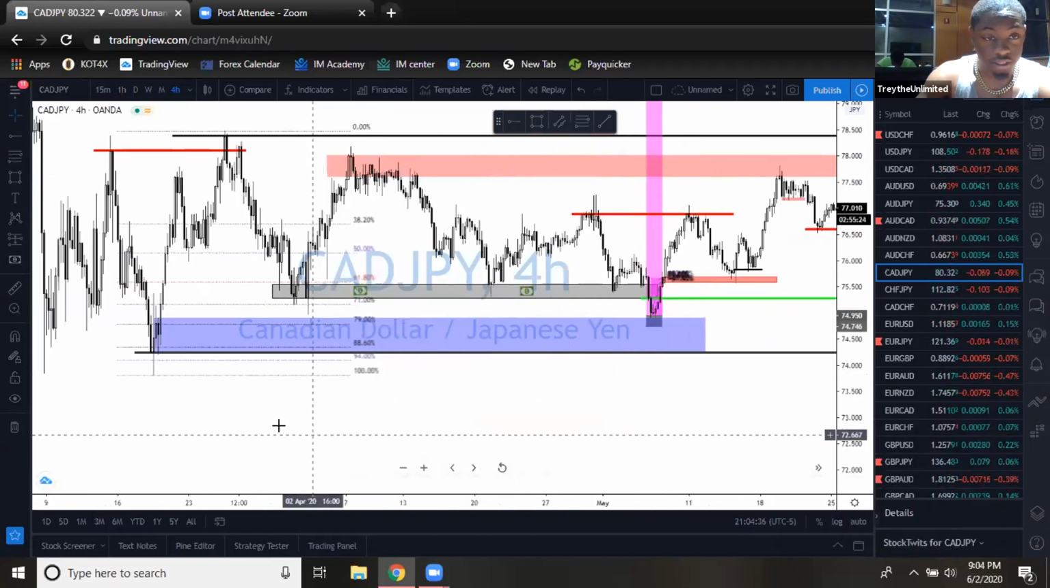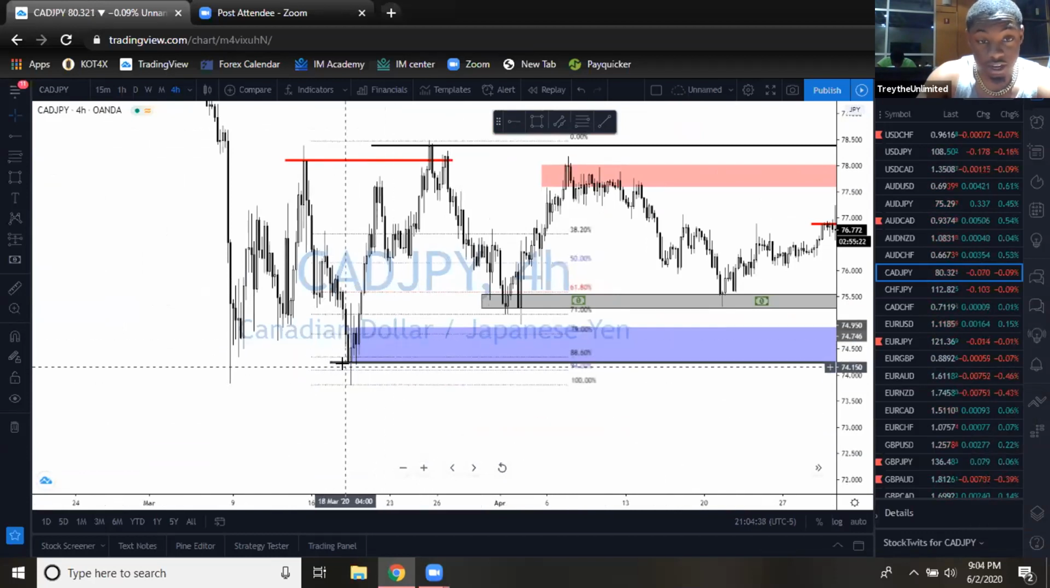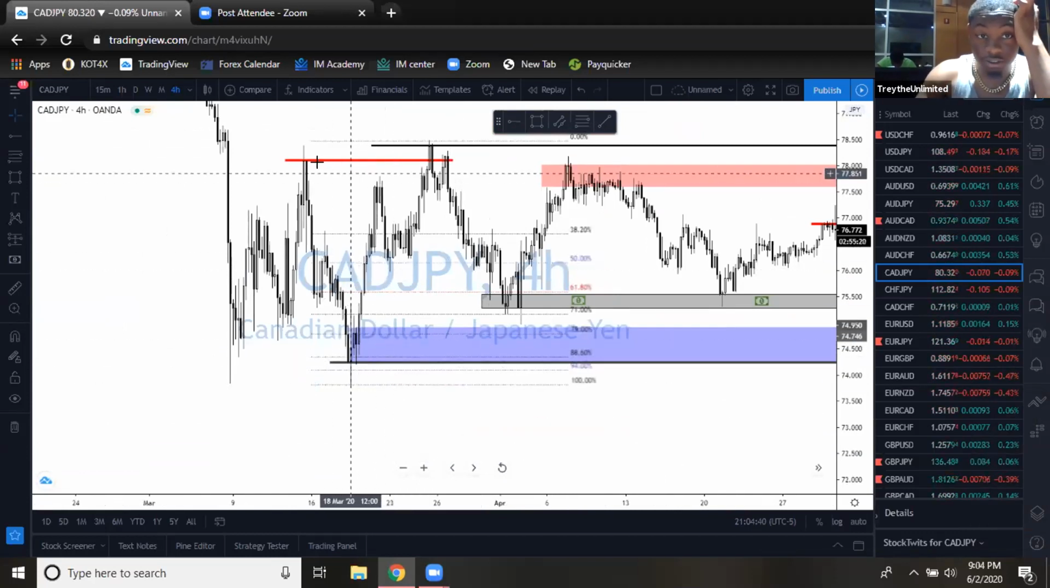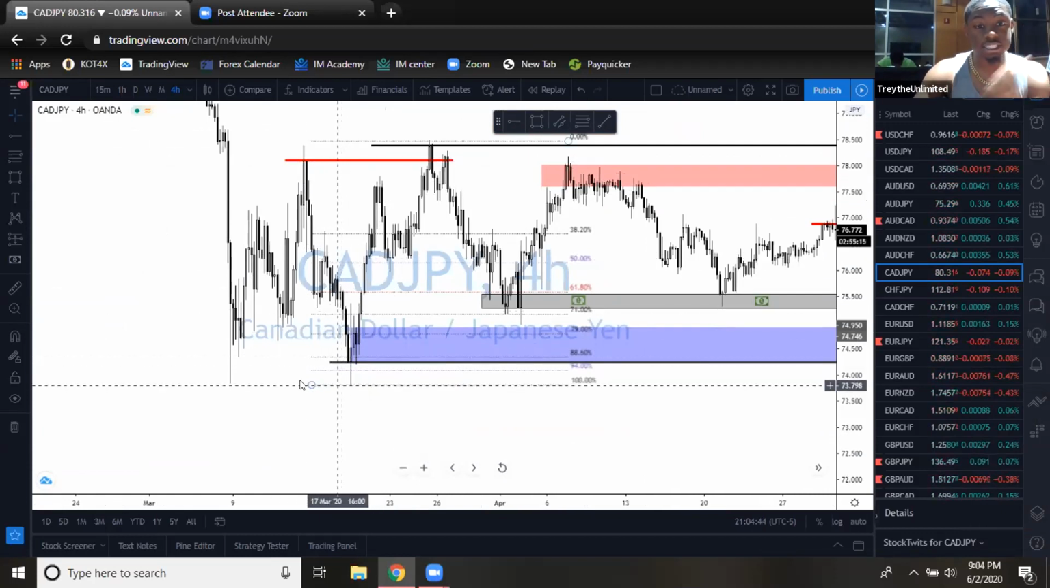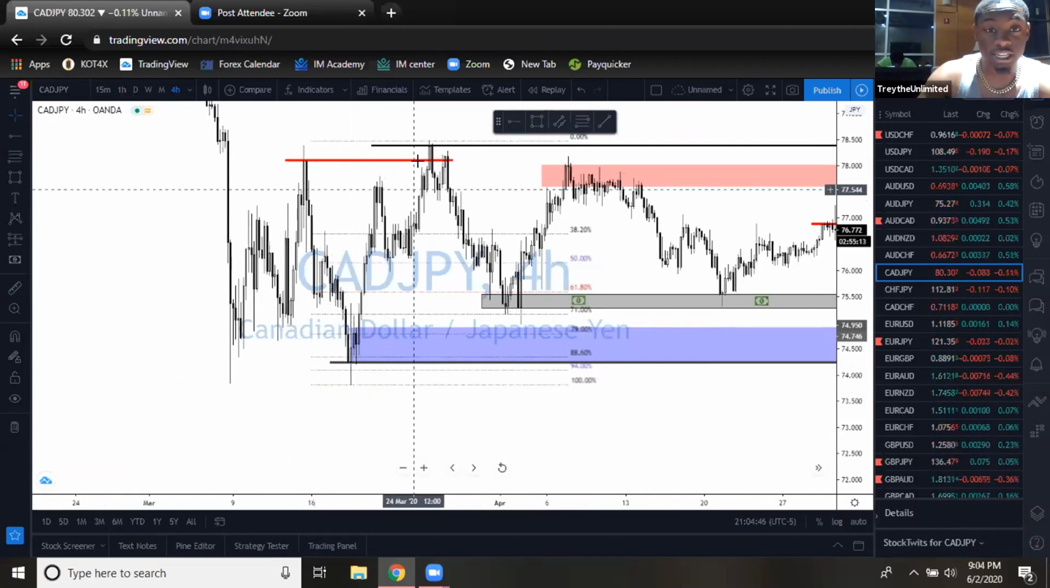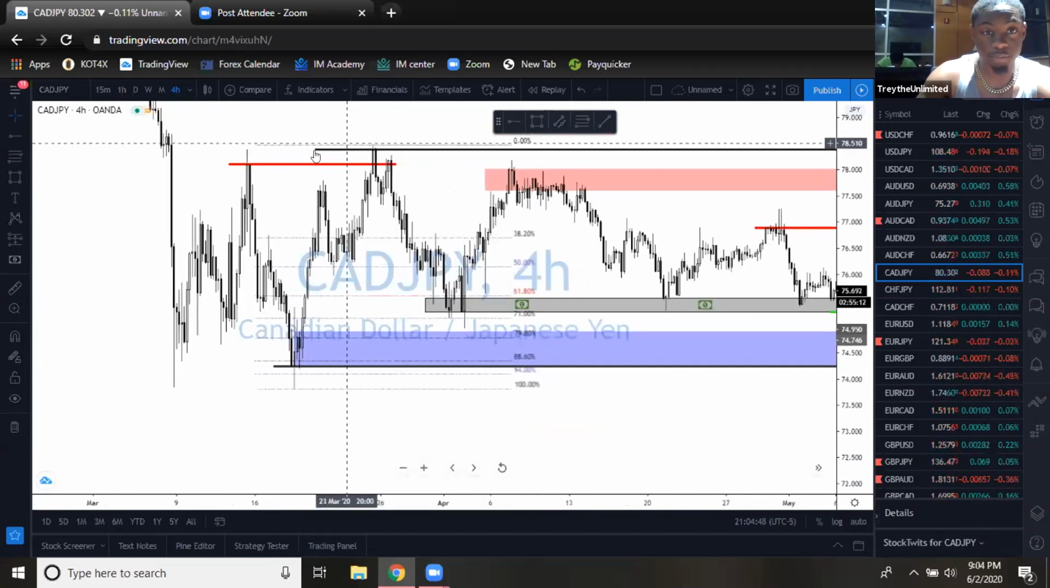You have the clear breakup structure right here, right? You have a clear breakup structure, like price was coming down and falling, price came down, snatched some of the low, and then literally went the other direction, right?